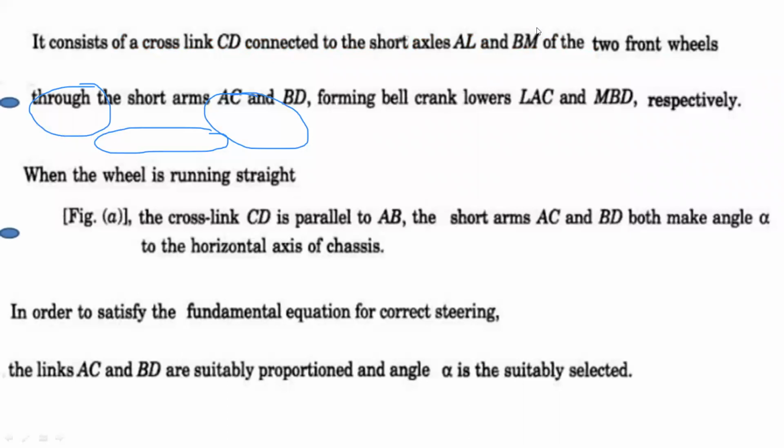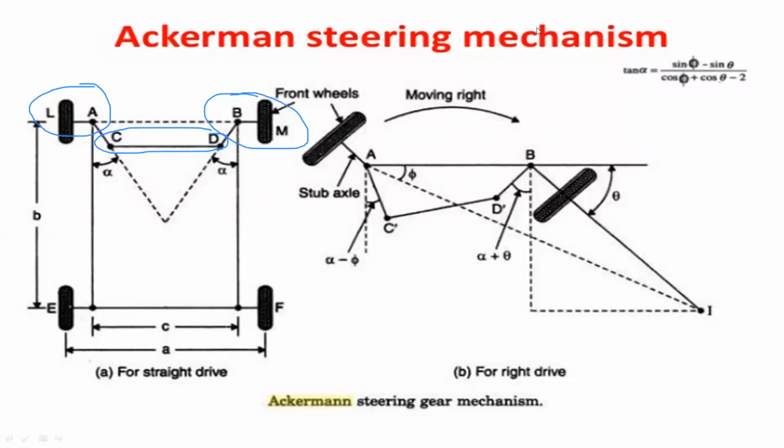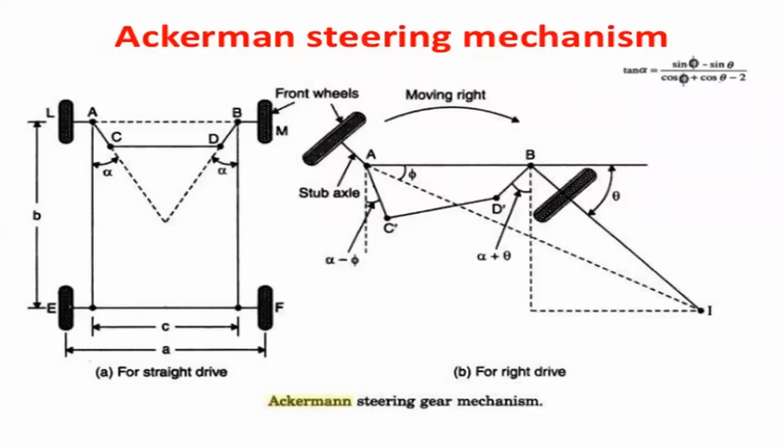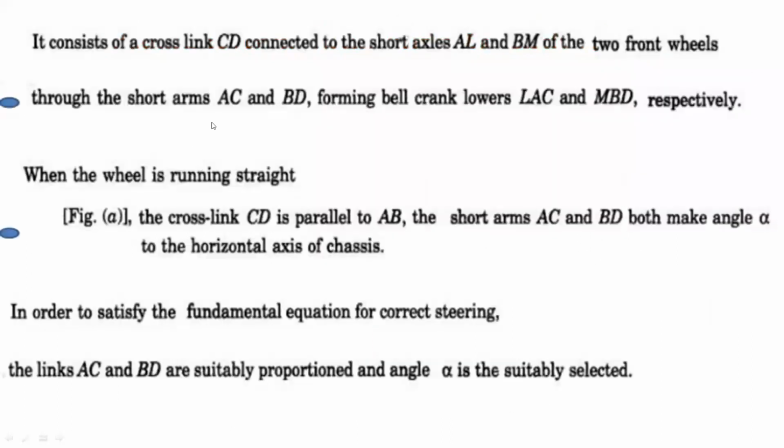And next, through the short arms AC and BD forming bell crank levers LAC and MBD respectively. The AC and BD form bell crank levers, that is LAC and MBD. That is the short arms of the bell cranks.